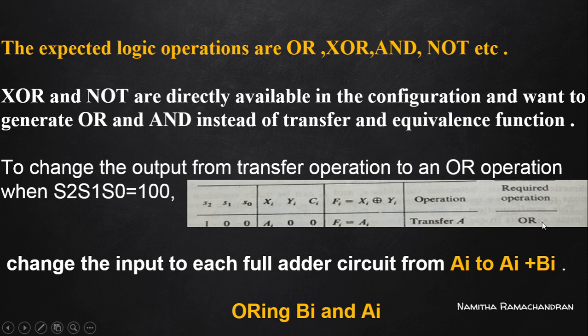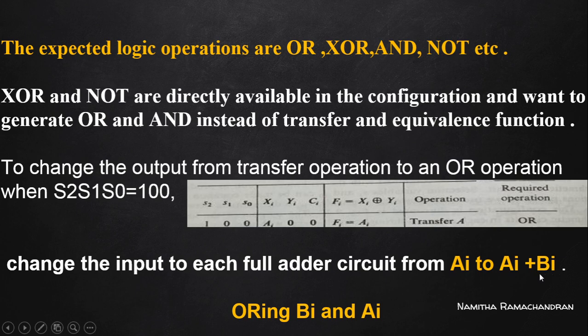But the required logical operation is OR. So in order to get the result of this logical operation as an output of our full adder, what we want to perform is to change this input, the input of our full adder circuit, from Ai to Ai logical OR Bi. How is it possible?